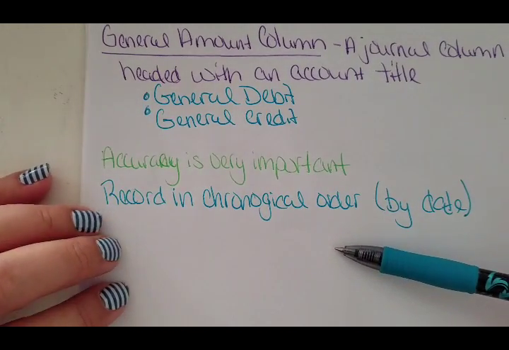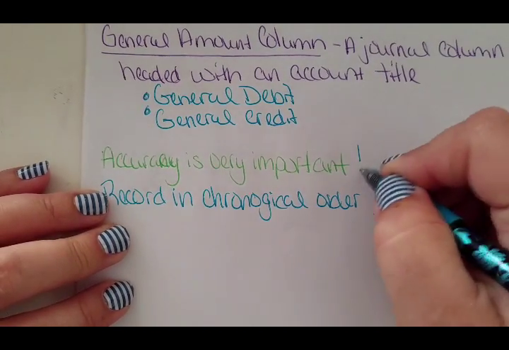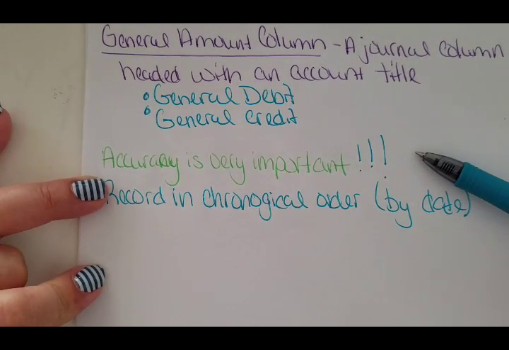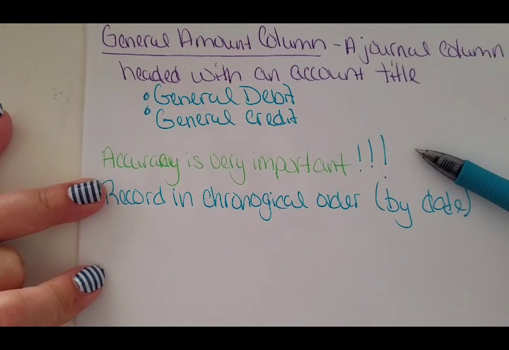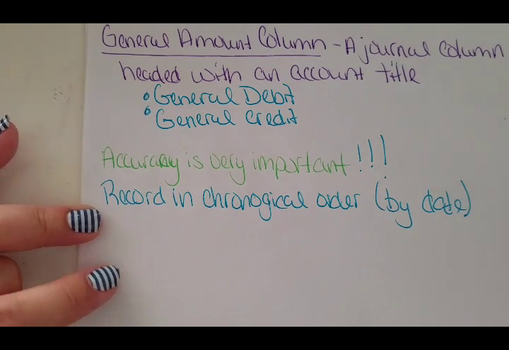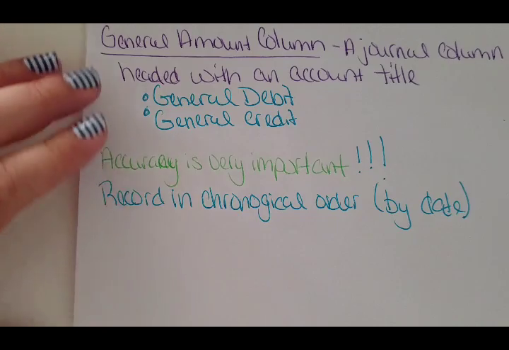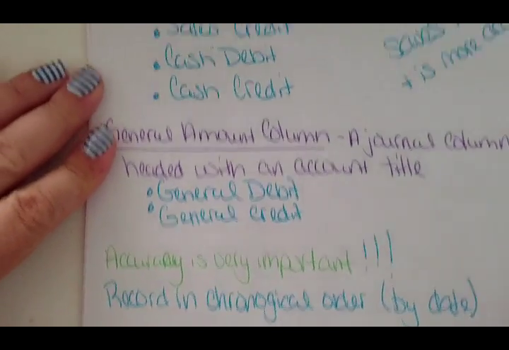When you're recording in your journal, accuracy is very important. If you're not accurate, your journal is going to be wrong, and everything you do after that point is going to be wrong. Every transaction has a debit and credit part. Be sure you double check to make sure you're still in balance. And again, we're going to record everything in chronological order. That means by date. If it happened on the 1st, it goes in there first. If it happened on the 2nd, it's second. So going on down the list, you don't just jump around.